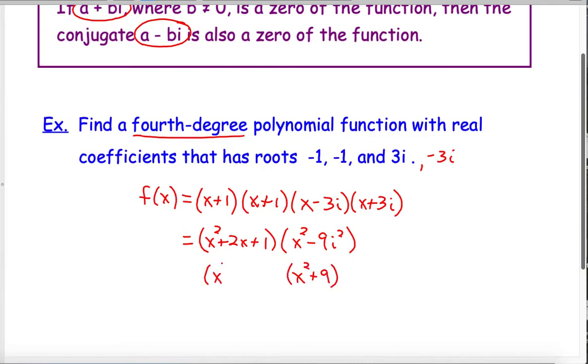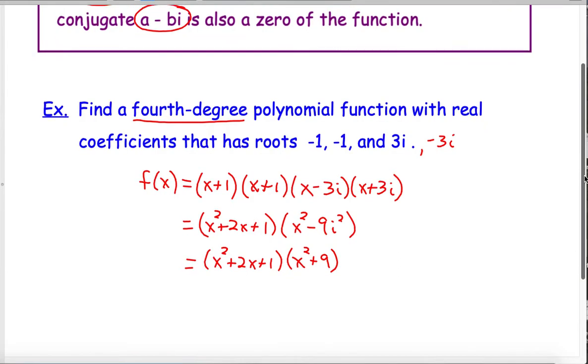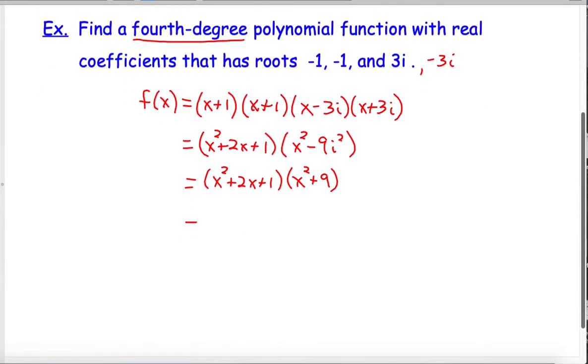And now I need to multiply these two, combine my like terms, and I'll be done. So let's start with the x squared term, multiply it by everything. I'm going to get an x to the 4th plus 9x squared. Notice I left a space there. Now I'm going to multiply the 2x, and I'll get 2x to the 3rd plus 18x. And finally, I'm going to distribute the 1 with the other terms in the parentheses, and I get 1x squared plus 9.